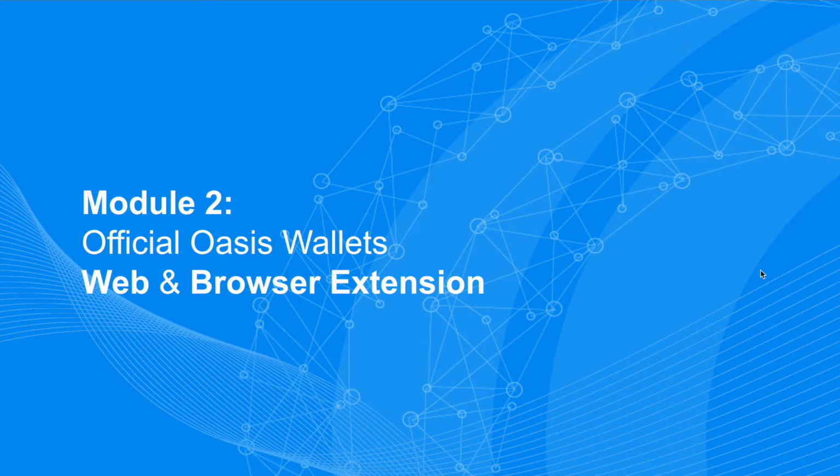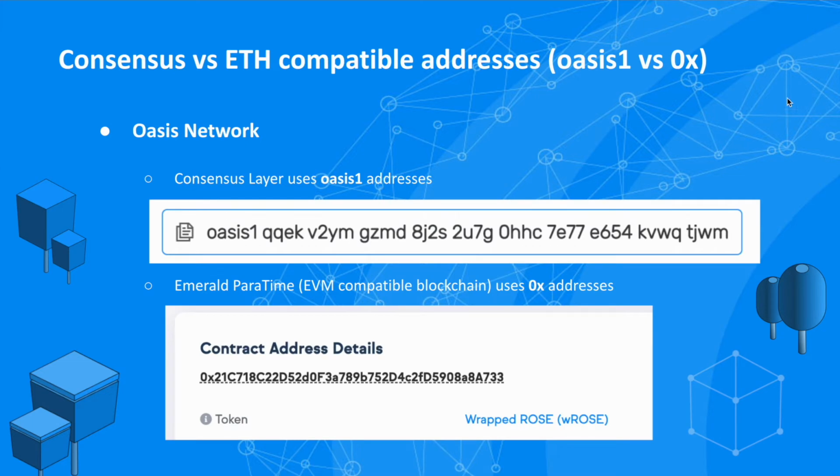In this module, I will explain what the official Oasis wallets look like, their functionalities, how they work, and how you can use them. The first official Oasis wallet is the Web Wallet and the second is the Browser Extension. Let me start with the first one, which is the Web Wallet.